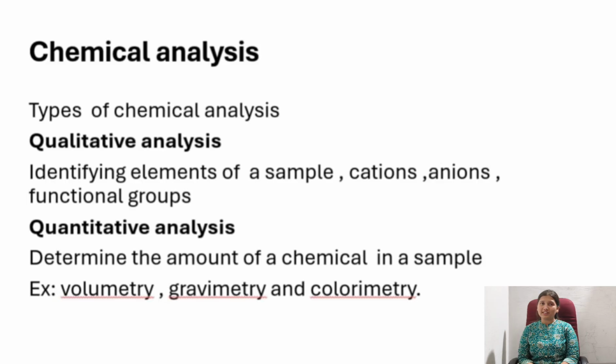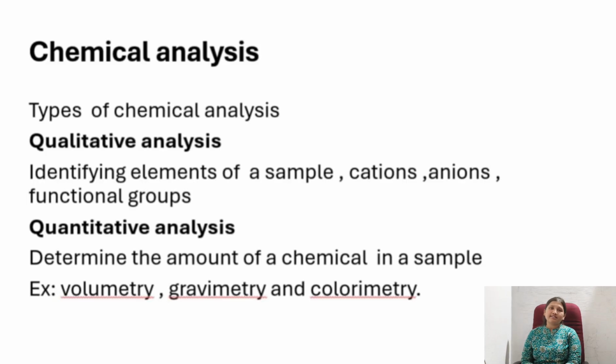In this video, we shall discuss volumetric analysis. First, we know the definition of analysis. Analysis is a process of separating, identifying, and quantifying a matter. Chemical analysis means the process of determining the physical property or chemical composition of a sample.